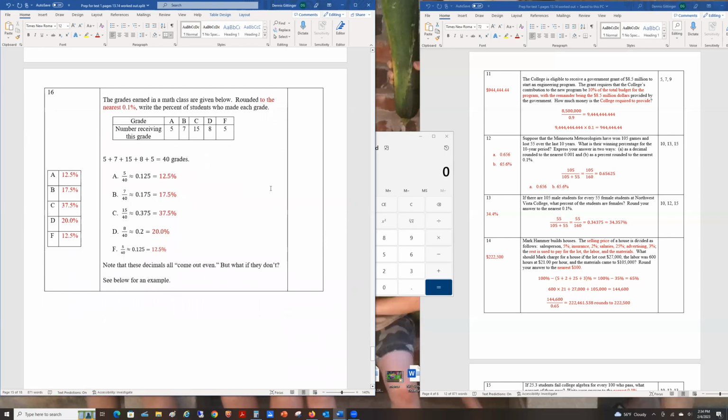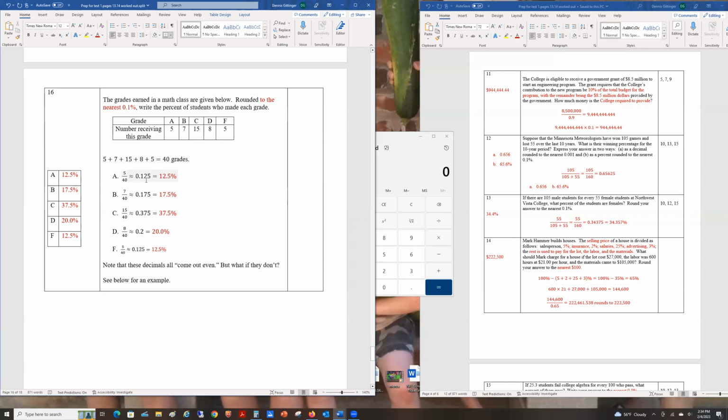Problem 16. You've had this before. So you've got a class that has A's, B's, C's, D's, and F's. And you add all those together. 5 and 7 is 12, and 15 is 27, and 8 is 35, and 5 is 40. There's 40 grades. So you take each of these 5 numbers and divide them by 40, and you'll notice that they all come out even.